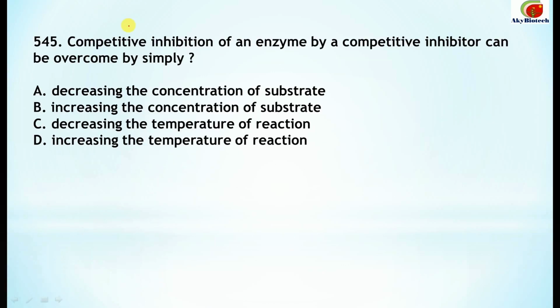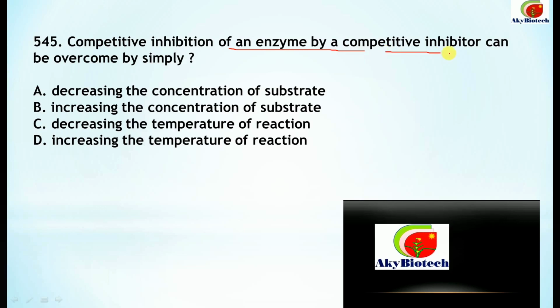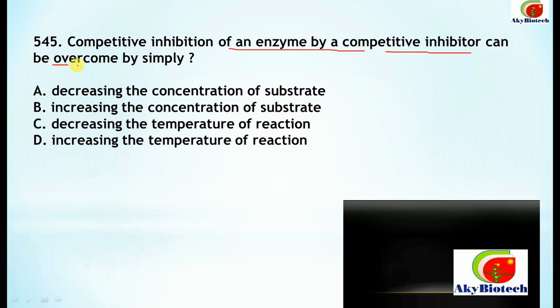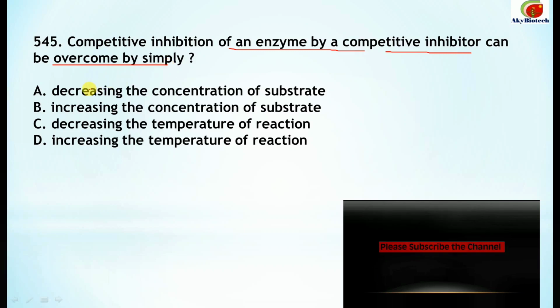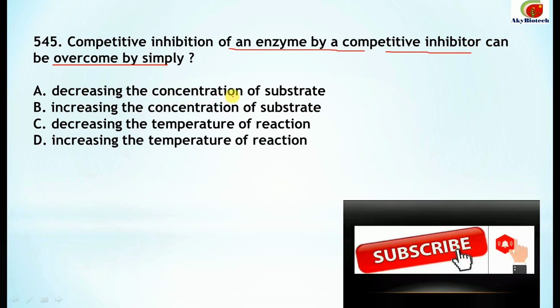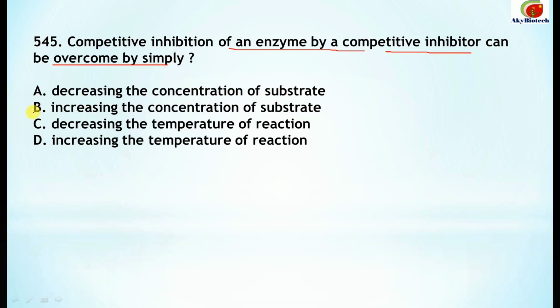Coming up with the next question, number 545. Competitive inhibition of an enzyme by a competitive inhibitor can be overcome by increasing the concentration of the substrate. Yes, this one is the correct option.